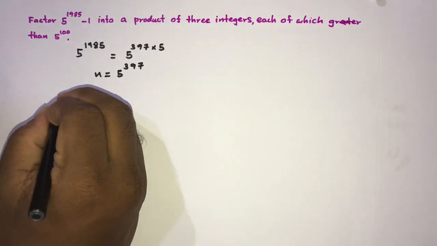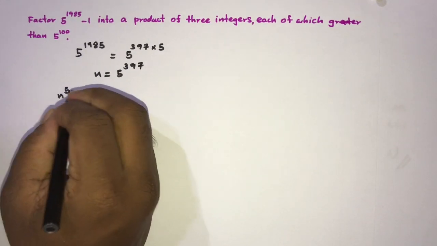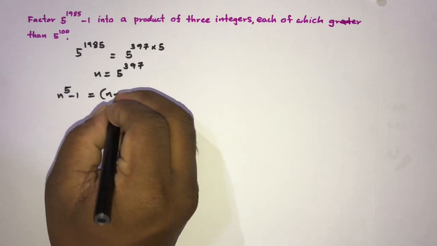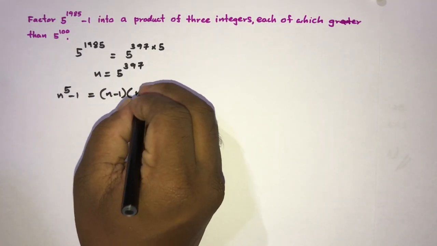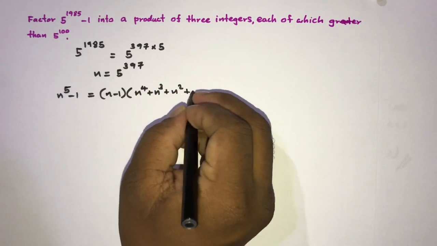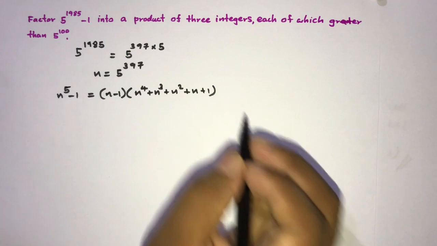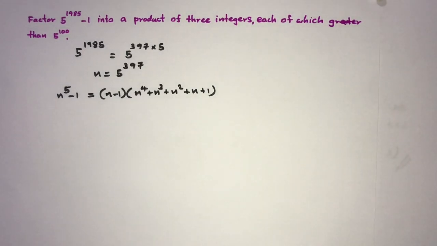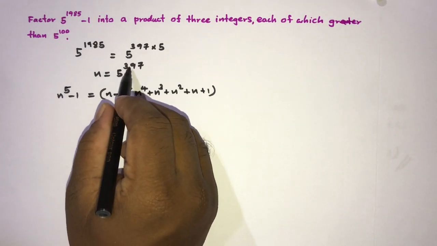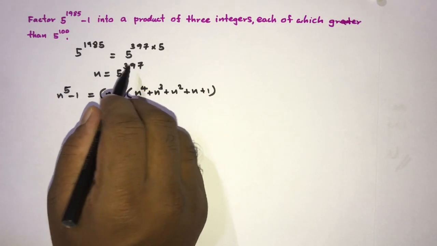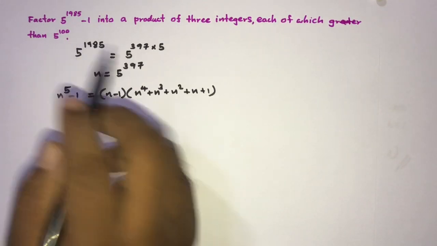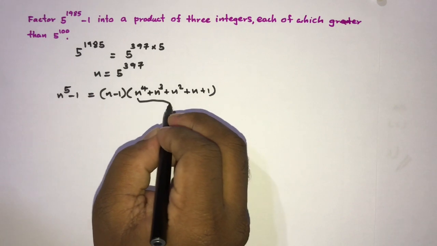We know the identity: n raised to the 5 minus 1. We can factor this like n minus 1 times n raised to the 4 power plus n cube plus n square plus n plus 1. Then it's clear we have a factor n minus 1, and n is equal to 5 raised to the 397, which is greater than 5 raised to the 100th power. Then we have this other expression.